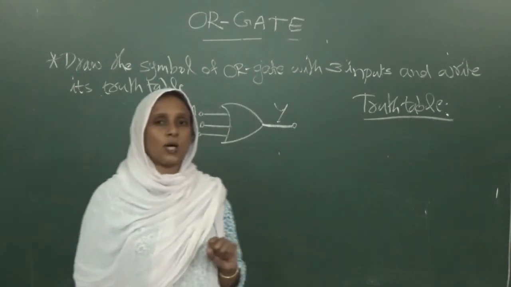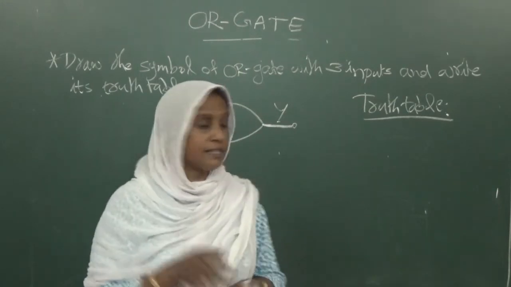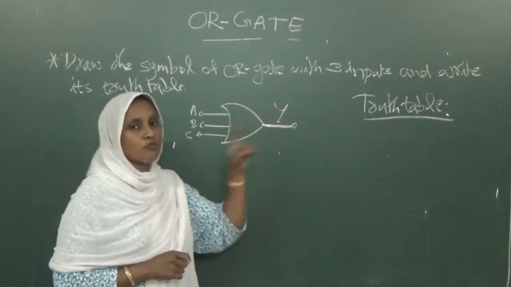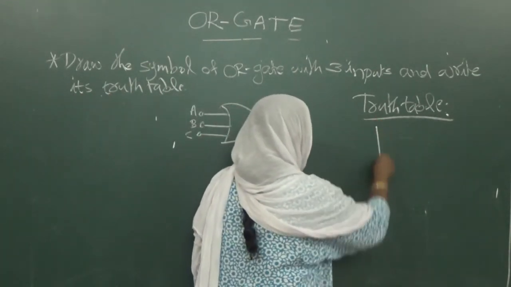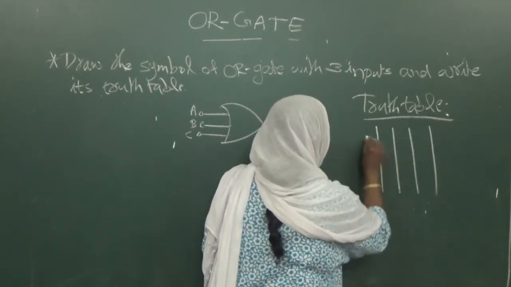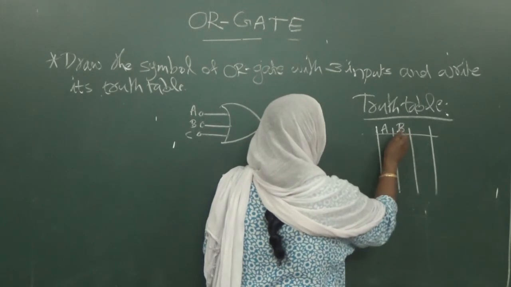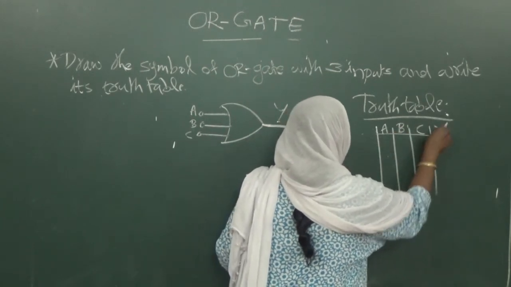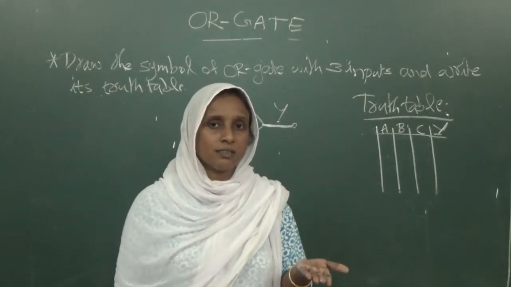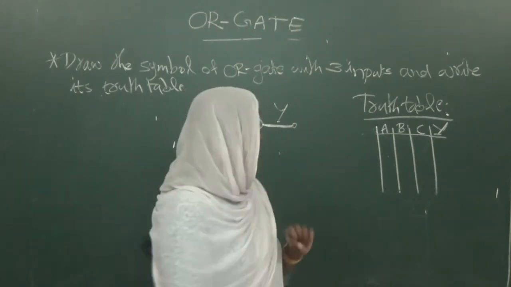Now, how many columns are there in this truth table? There are 3 inputs, right? 3 inputs and 1 output. Total 3 plus 1, 4 columns are there, right? Like this. A, B, C and Y. Okay. A, B, C and Y. 4 columns. How many rows are there? 2 raised to 3 rows. 2 raised to 3 means 8 rows. Okay. What are the combinations?